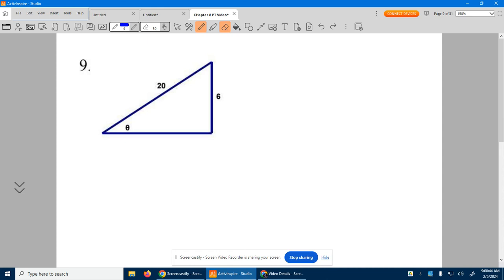All right, number 9, we have a right triangle. We're trying to find the angle opening down there. Well, what do we have? Well, we know the hypotenuse is 20. Over here, that's on the far side away from me. That's on my opposite side.